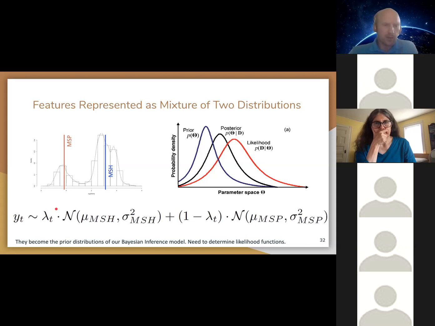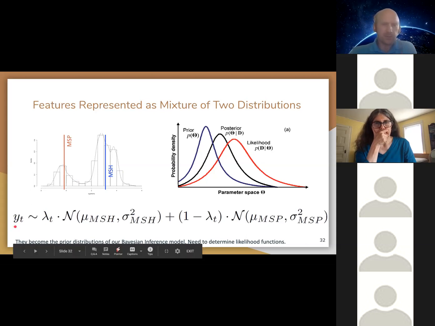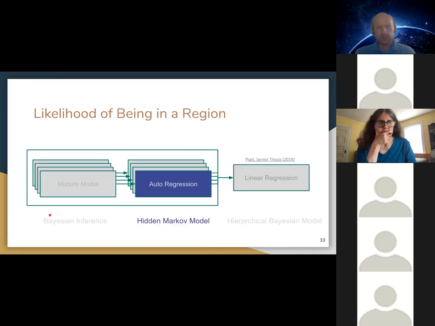So our new data point is representative of our posterior distribution, and we have our prior distributions from binning all this CITL data together. Now we want to find out what the likelihood is that we're in the magnetosheath or magnetosphere. So we can do that. So we'll use that to figure out what the likelihood is.